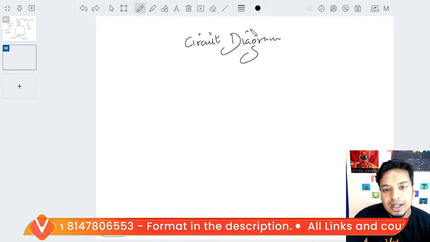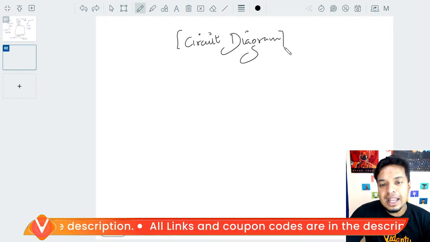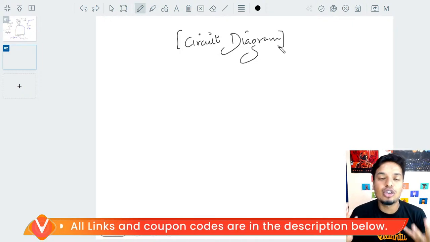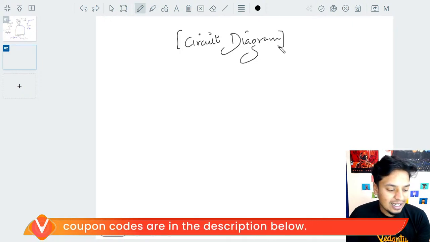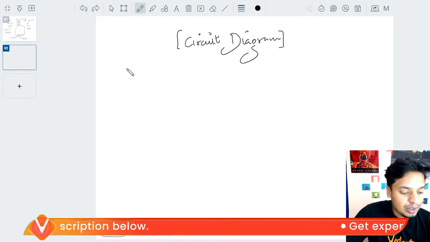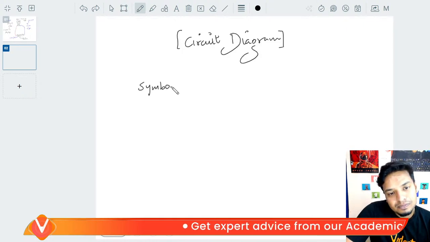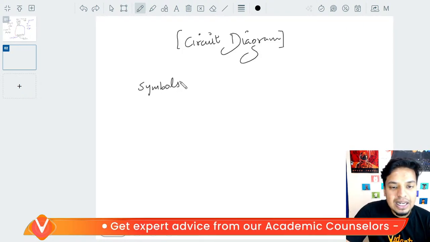Circuit diagram. What is a circuit diagram? A circuit diagram is a pictorial representation of your circuit, that's all, made by using some symbols. So we have to learn what the symbols are. What are the symbols that we have?